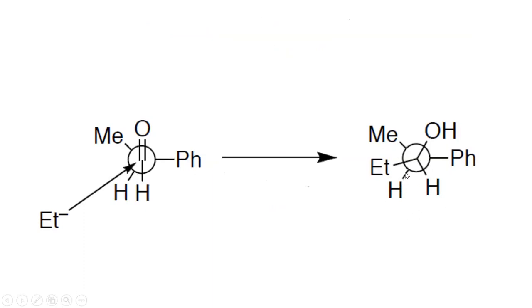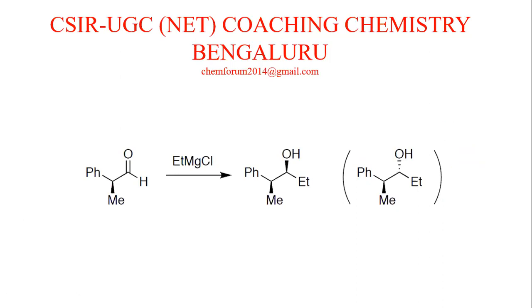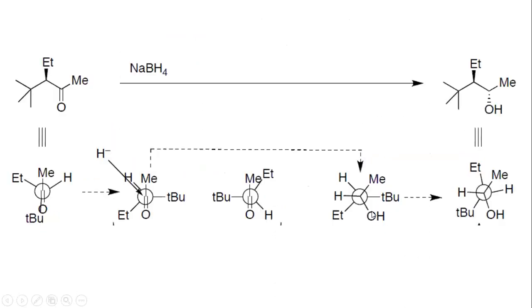So this hydrogen is on the rare carbon, this hydrogen is on the front carbon, will be written below the plane. That's how it is written here. So look at this hydrogen which is below the plane, and the hydrogen here also is below the plane. So this would become the major product, and this will become the minor product. Now we'll go to the next example.